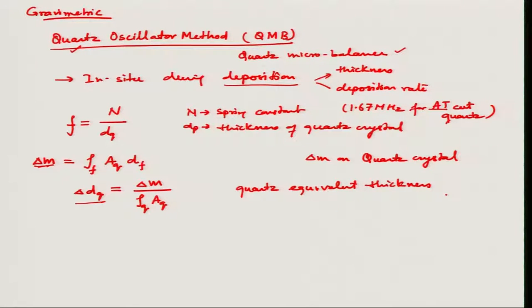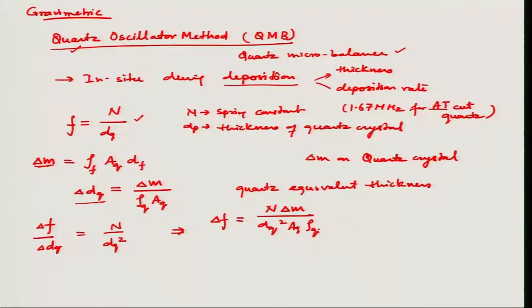So, from this expression we can get the change in frequency with the change in thickness of the quartz crystal, and this is N over dQ square. And this will have a negative sign, because if thickness increases, your frequency will decrease. But we are just taking the magnitude of the change, so with the positive sign, there will be a negative sign also here. So, this will give the change in frequency of the quartz crystal as N delta M divided by dQ square, and A Q and rho Q.